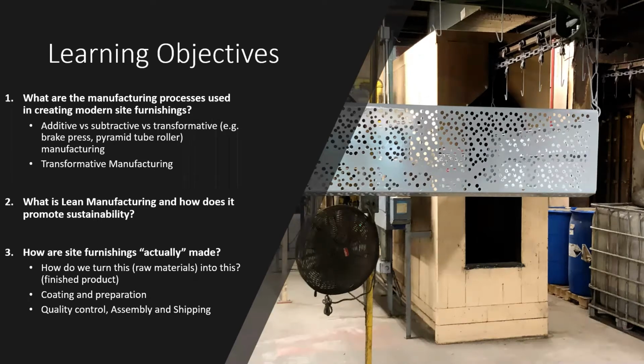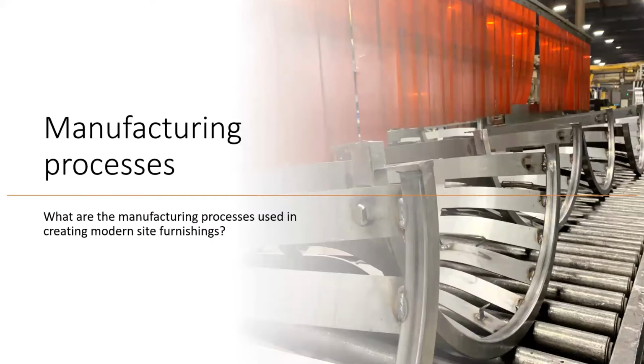So we're going to walk through, in chronological order, how things would actually be made, and give you an idea of what that process will look like. So that's what we're going to be looking at today. Without further ado, here we go. Manufacturing processes: what are some of the processes that are used in creating furnishings?